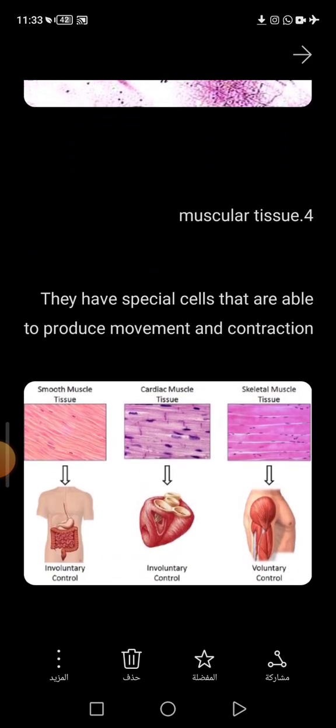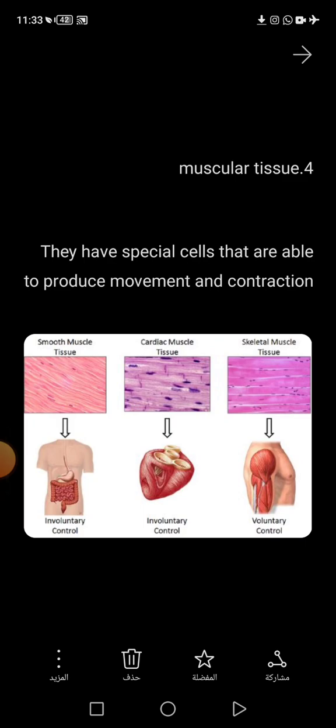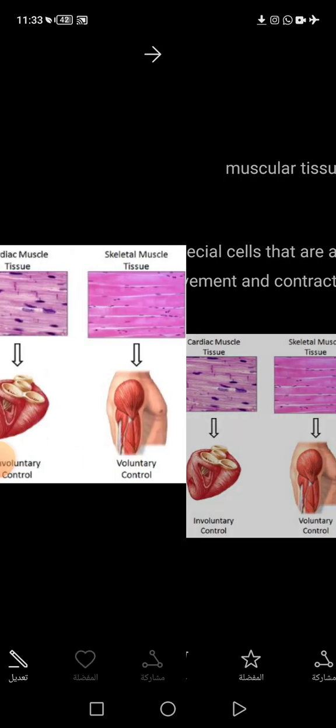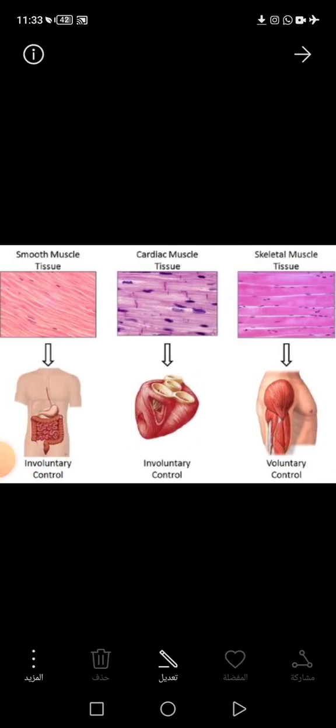We have muscular tissue, and as I said, I will explain it in separate videos in detail, but this video is just to know the difference of the tissues, the types of tissues and their functions. They have special cells that are able to produce movement and contraction. So what's contraction? When you move, the muscles contract and relax, okay? We have three main types: cardiac, skeletal muscle tissue, and smooth muscle tissue.